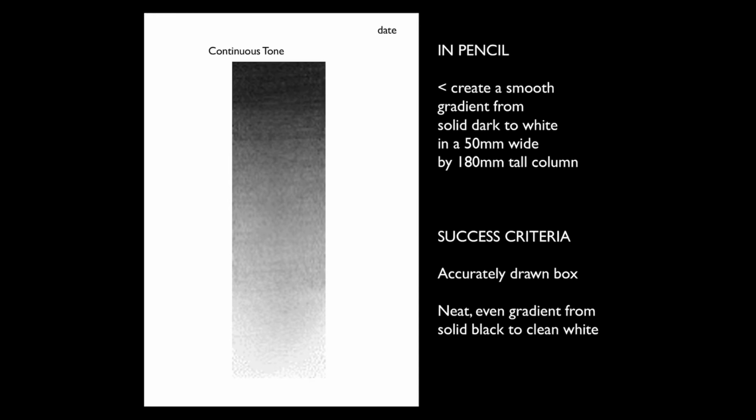You will get it as dark as you can at the top, so obviously pressing really hard with the pencil, obviously not too hard to damage the paper. Getting lighter and lighter, as smooth as you can down to the bottom. So that's the success criteria, that gradient, and then just the accuracy of the box that you've drawn.